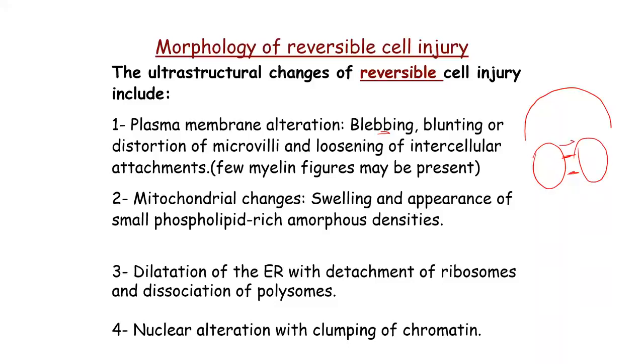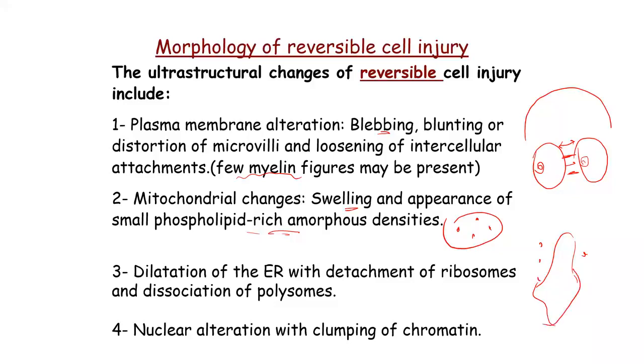I have widening of this space and loosening of cellular attachment, and I may have a few myelin figures inside the cell due to some destruction of the small organelles. Mitochondrial changes include swelling and appearance of small phospholipid-rich amorphous densities. These densities are present inside the mitochondria, the black densities. Dilatation of endoplasmic reticulum with detachment of ribosomes. The ribosomes become detached like that.